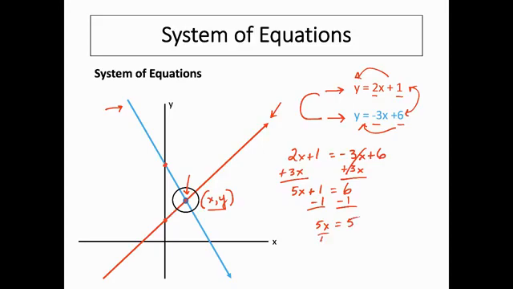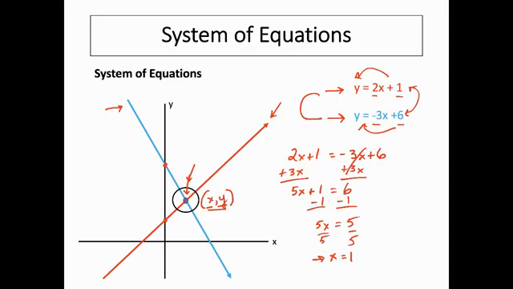And dividing both sides by 5, I quickly find that x equals 1. Now, if the question had asked me what x equals at that point, I would be done. But most times the question is going to ask you for the full coordinate, meaning you need both the x value and the y value. So I found the x value, but how do I find the y value?